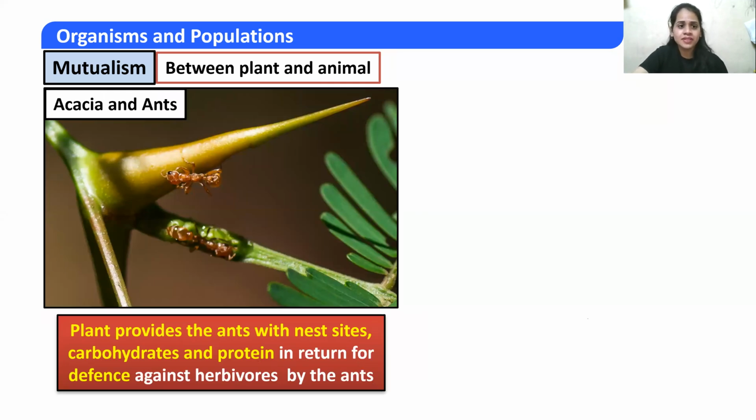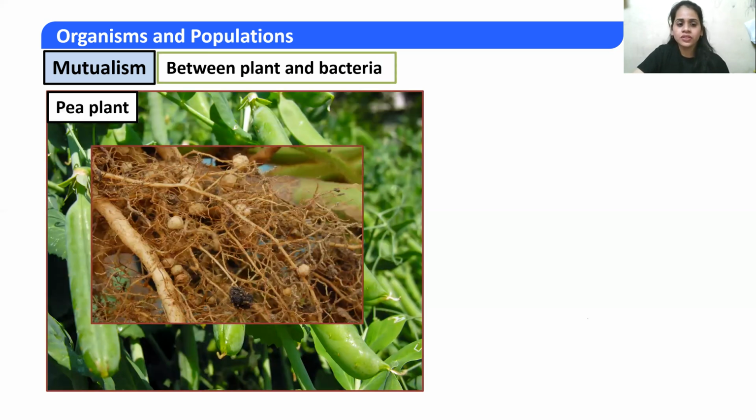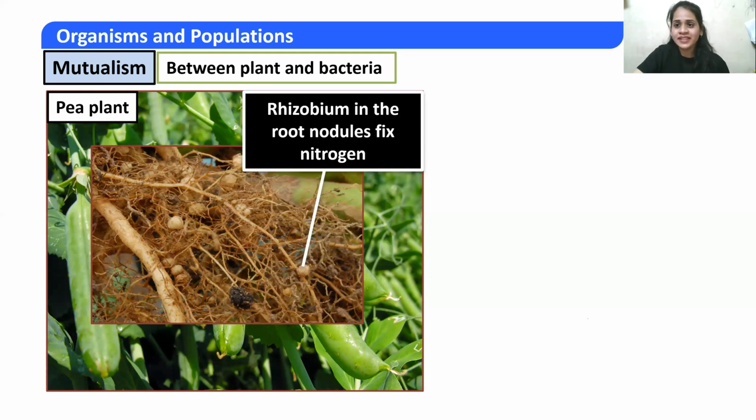Another example is between a plant and an animal. So here the examples are acacia and ants. So the plant provides the ants with nest sites, carbohydrates and protein in return for defense against herbivores by the ants. So here what is happening? The plant is going to provide ants with various things, and in response to that, ants are going to give protection from the herbivores. Another example is between a plant and a bacteria. So here the pea plant, obviously, is an example.